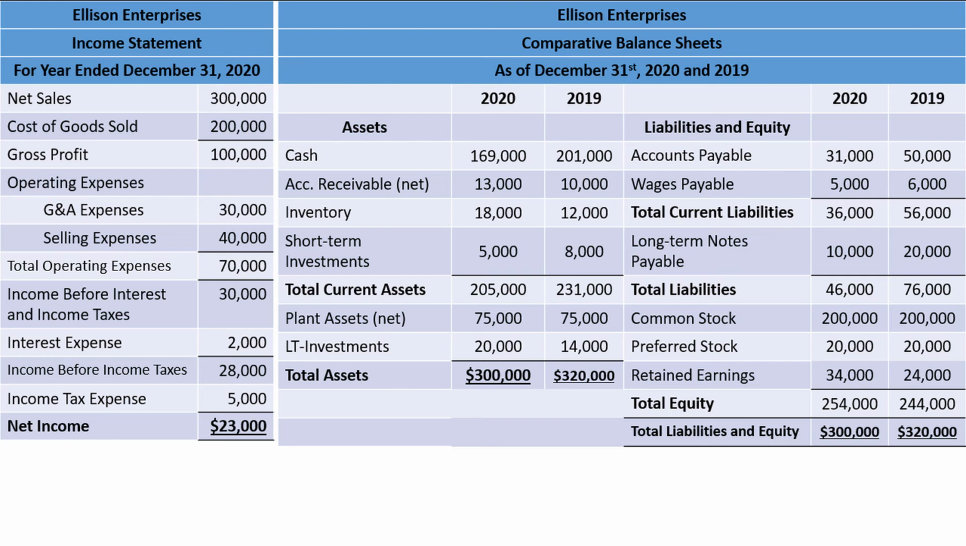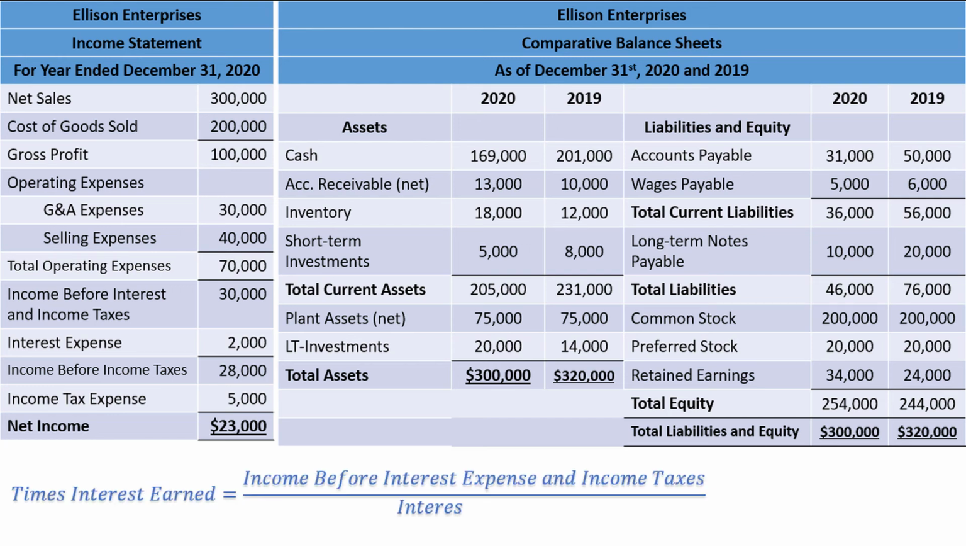The fourth and final solvency ratio we will be looking at is the times interest earned, which is equal to the income before interest expense and income taxes divided by the interest expense. For our example, we have 30,000 divided by 2,000, which equals 15.